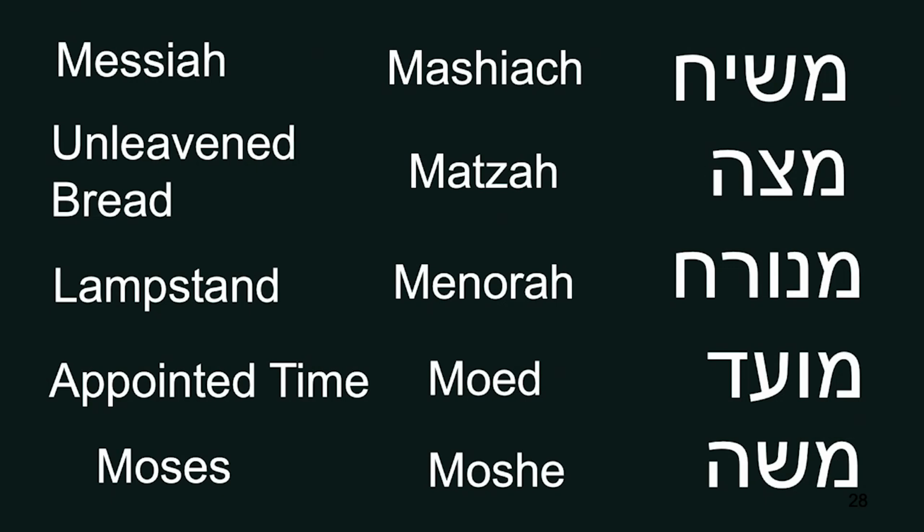Okay, you can take your picture, but here are mems. You have Messiah, known as Mashiach, and there it is in the Hebrew. Unleavened bread is matzah, the lampstand or the menorah. That's how you spell menorah. Appointed times, the moed, Moses or Moshe. So the mem is a very important letter, revealing things to us if we want to be watching. Amen?